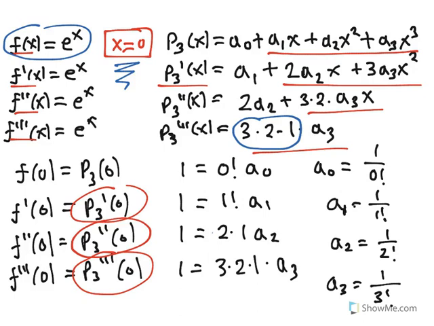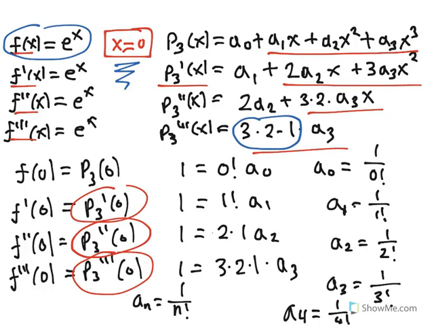If you are trying to do that for a fourth degree term, you will find that a sub 4 would be equal to 1 over 4 factorial. And for an nth degree term, you will find that a sub n is equal to 1 over n factorial. And this is for the function f of x is equal to e to the x centered at x is equal to 0.